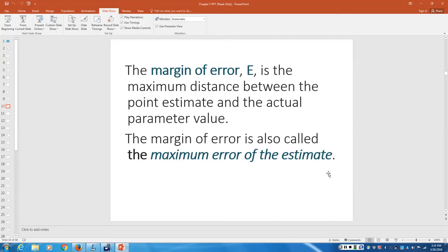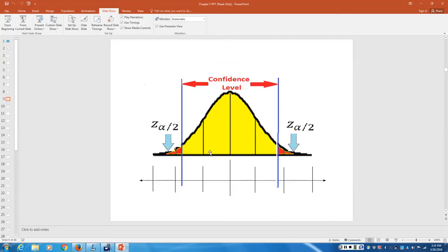So if I move back one PowerPoint slide, on this slide, your margin of error is the distance from the center of the curve to the upper boundary, or from the center of the curve to the lower boundary. That's the margin of error. Visually, that's what it is.